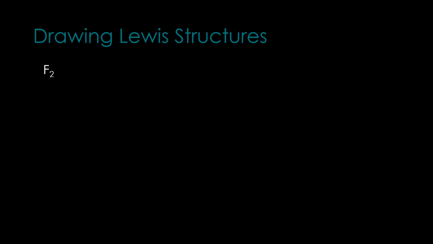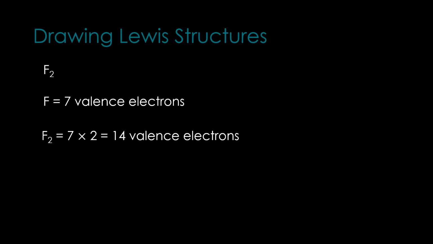Let's go over the steps of drawing the Lewis structure of a fluorine molecule. First, count all the valence electrons involved in the molecule. You can always refer to the main group number to find out what the valence electrons of an element are. Since fluorine is found in the 7th group, it has 7 valence electrons. There are 2 fluorine atoms in this molecule, so there is a total of 14 valence electrons.